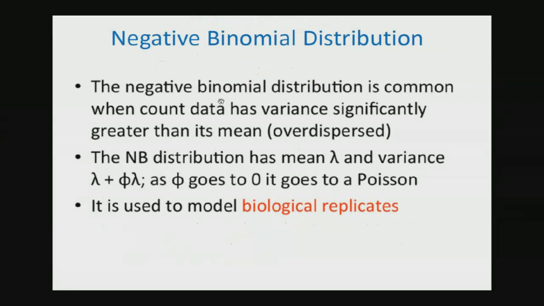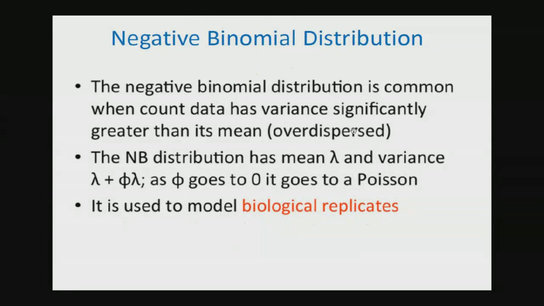The negative binomial distribution is useful for count data when the variance is significantly greater than the mean. We call this over-dispersed. So whenever you hear something like over-dispersion, that means the variance is greater than the mean. For Poisson, the variance and the mean are the same. But for RNA-seq data, if they come from different patient samples, the variance would be greater than the mean.